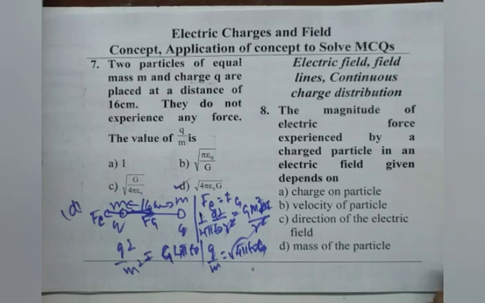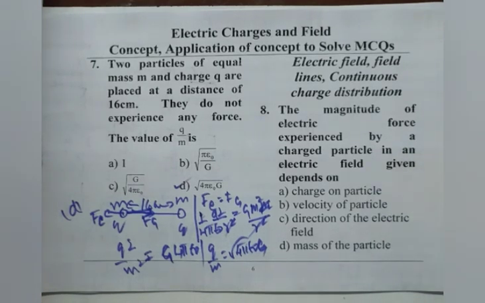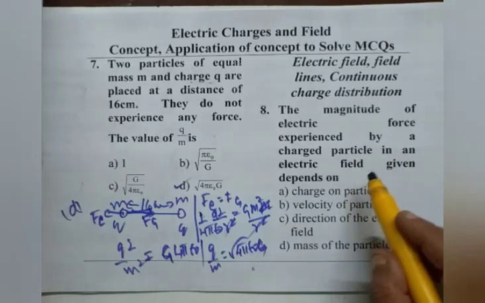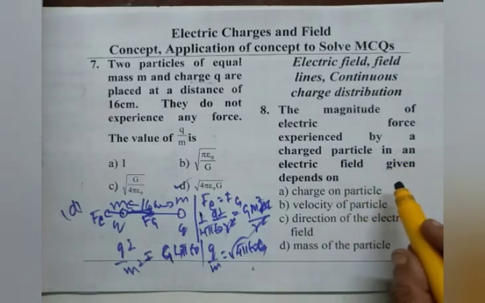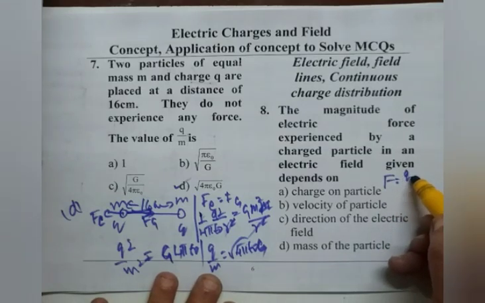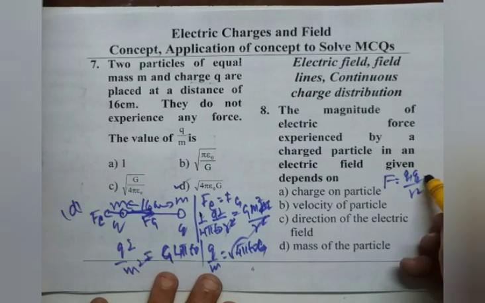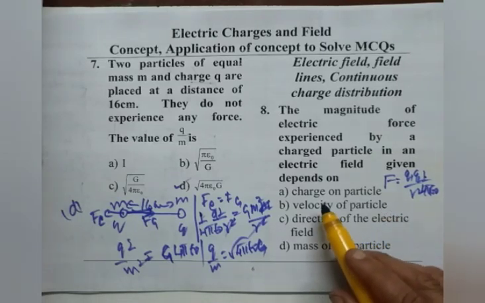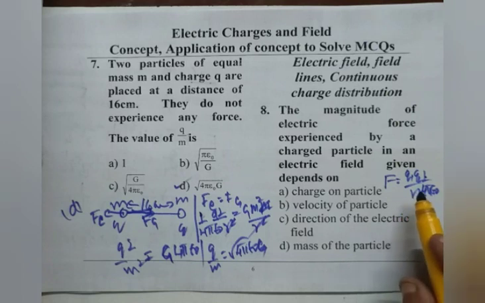We start with the 8th one now. The magnitude of electric force experienced by a charged particle in an electric field depends on, say, we know according to Coulomb's law, the force is K Q1 Q2 by R square, where K is 1 by 4 pi epsilon naught for free space. So now we read all the things. Depends on charge on the particle, definitely.